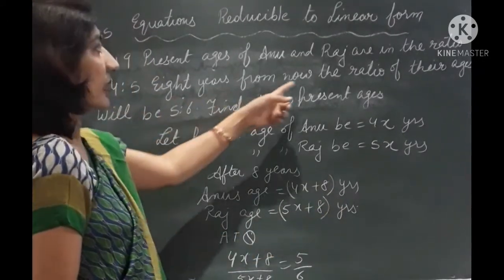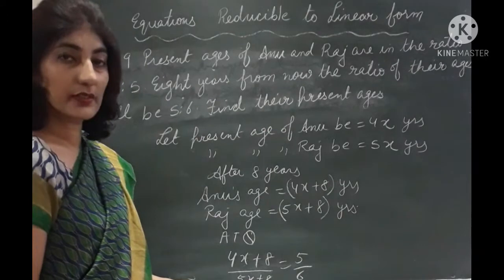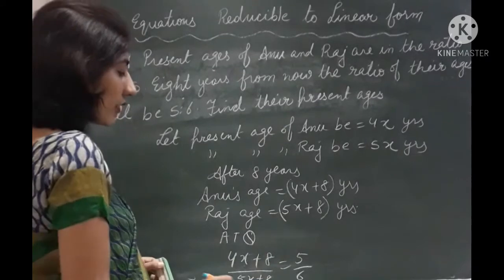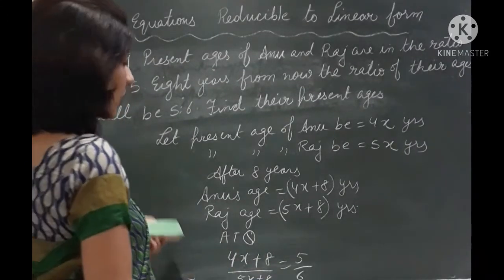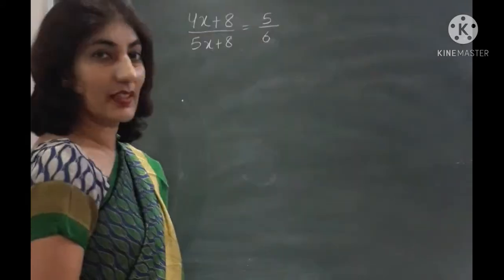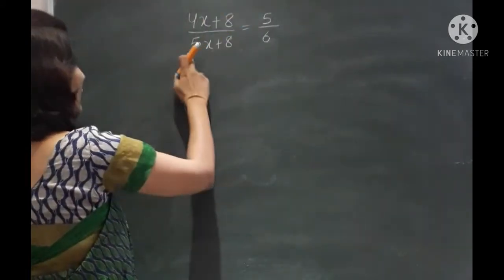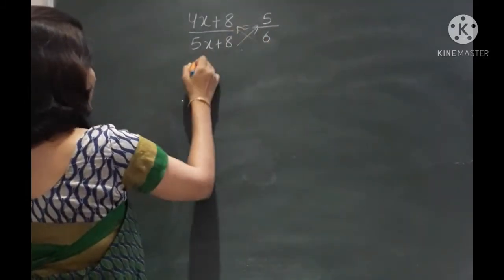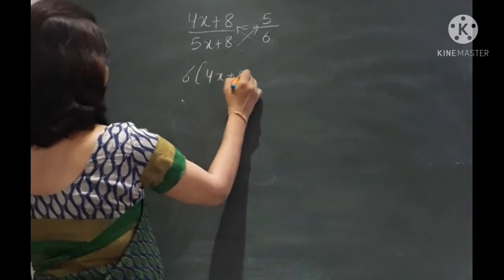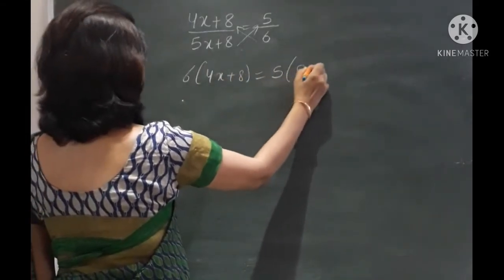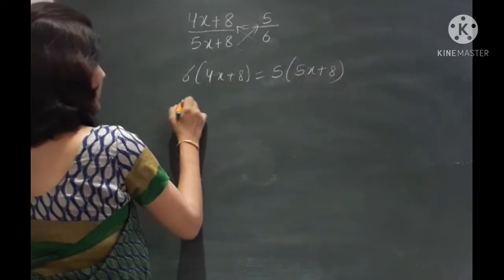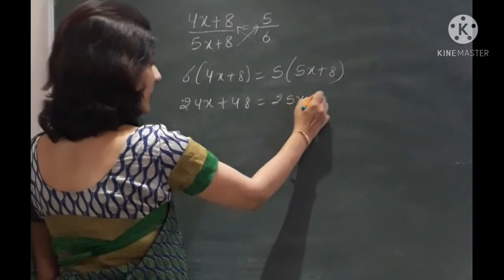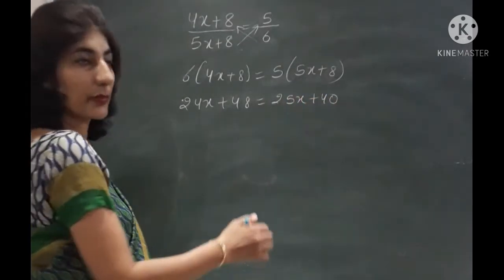After 8 years, the ratio of the ages will be 5:6. So according to question, 4x plus 8 upon 5x plus 8 is equal to 5 upon 6. I got this equation. Now we will solve this equation. So what I will do, we will cross multiply. 6 into 4x plus 8 is equal to 5 into 5x plus 8. Open the brackets. 24x plus 48 equals to 25x plus 40. Using distributive property I have solved this.